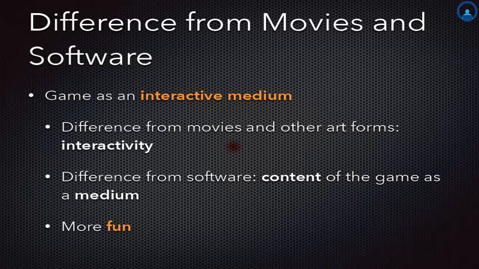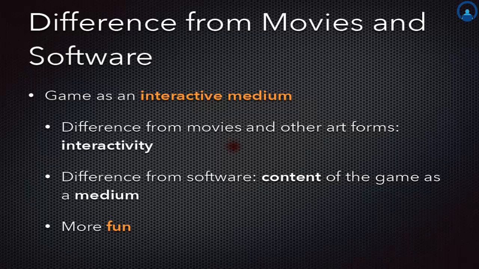Now what is the difference between movies and other software? The most important difference is that a game is an interactive medium. You don't interact when you watch a movie. There is no involvement if you just watch it. But when you're playing a game, you provide a response. You interact with the game and its elements. This is the basic difference from movies and other art forms.